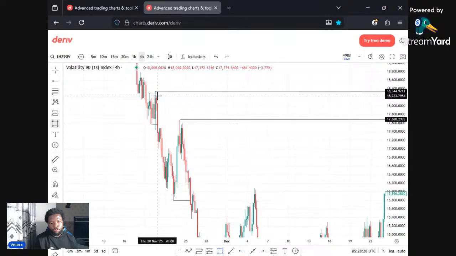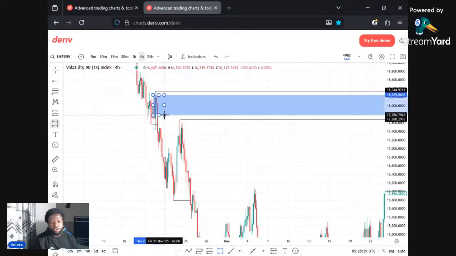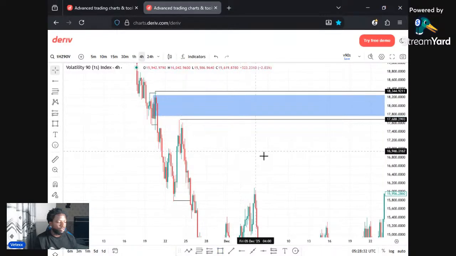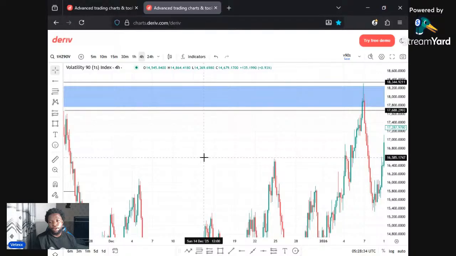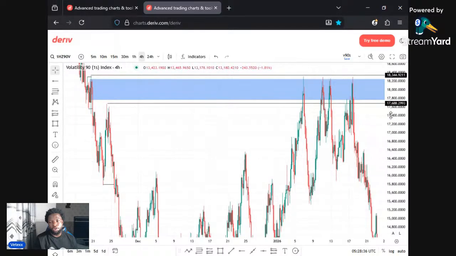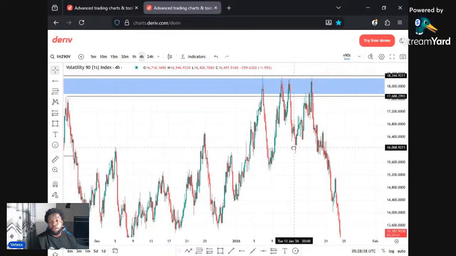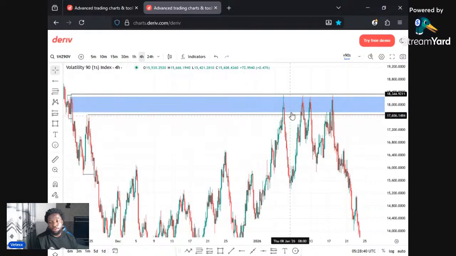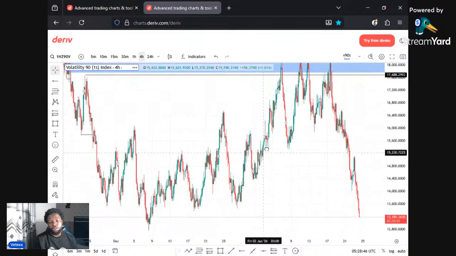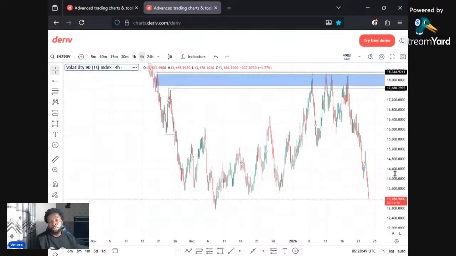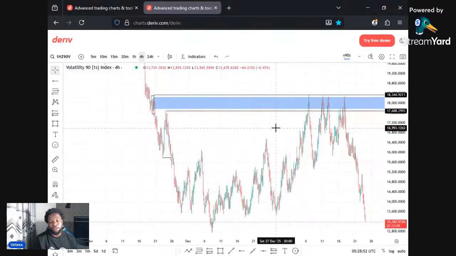Now the whole of this zone, from the point of interest to the top of structural liquidity, is our POI, point of interest. Okay. Now let's check if price taps into the point of interest and continues in the opposite direction. Of course, price taps into this point of interest and continues its move in the opposite direction. So this is what happened on the 4-hour time frame.